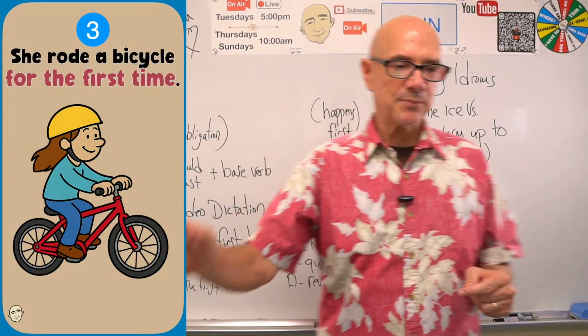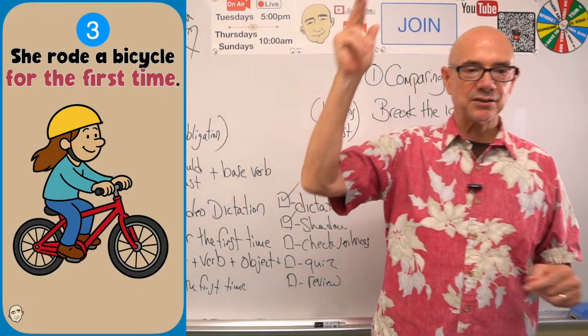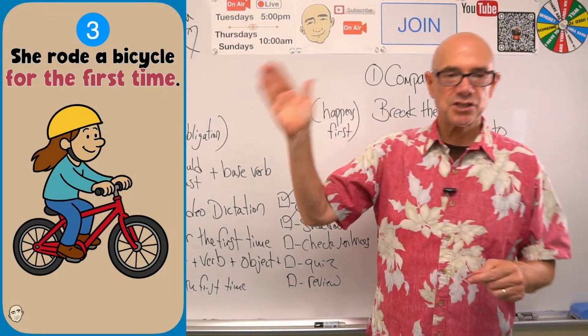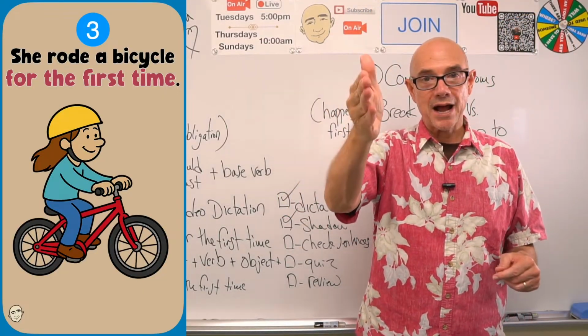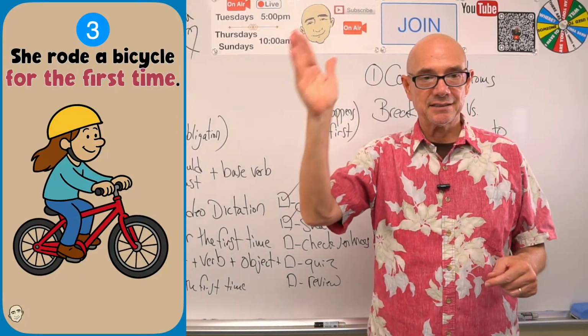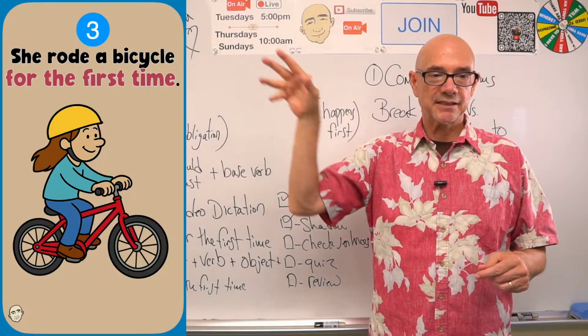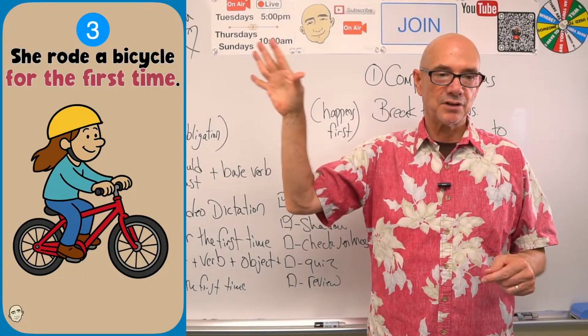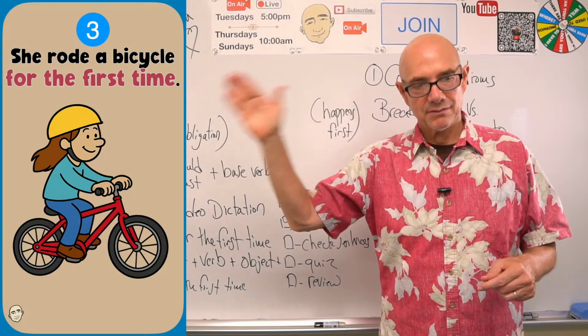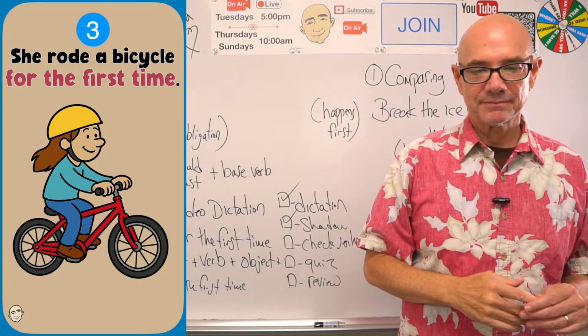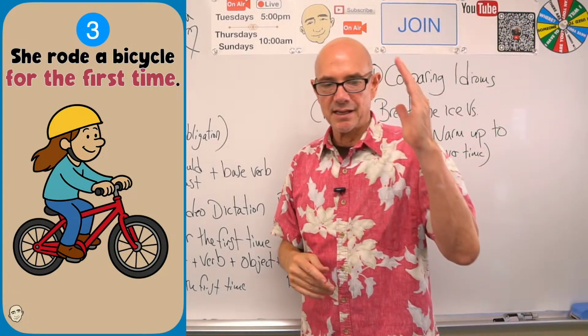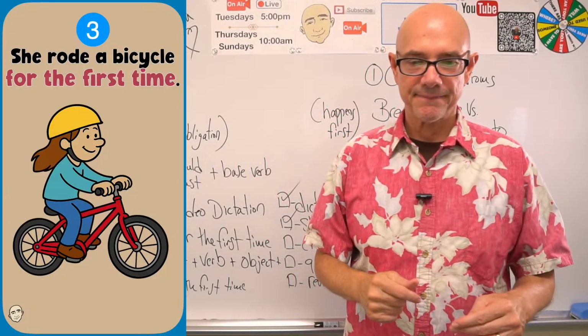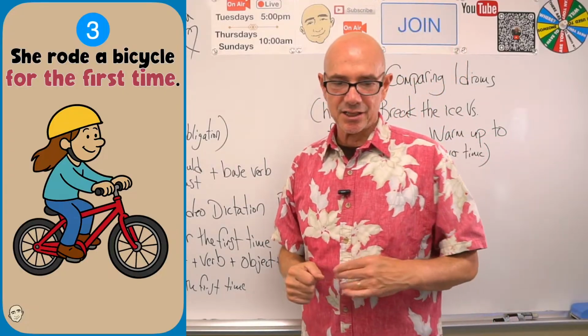All right, so number 3, she rode a bicycle for the first time. She is the subject. Ride, rode. Rode is the past tense of ride. And then the object is a bicycle. So she rode a bicycle and then for the first time. Okay, good, Helga. Katie, you got it. Carlos got it. Good.